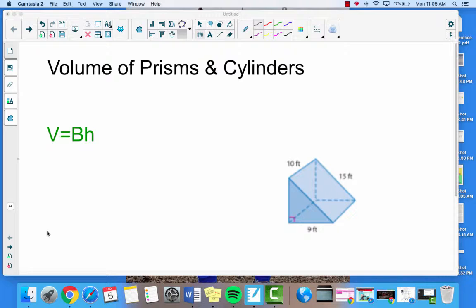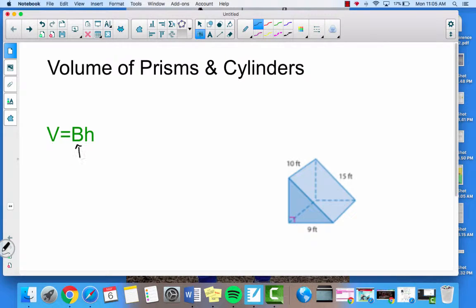And so the one formula we're going to use is V equals B times H. B is referring to the area of the base. So go ahead and write that down. So that formula is going to change depending on the shape of the base. And then H refers to the height of the prism, just like it was in our last unit.